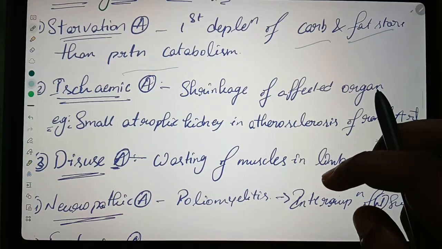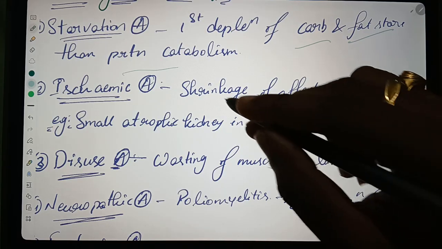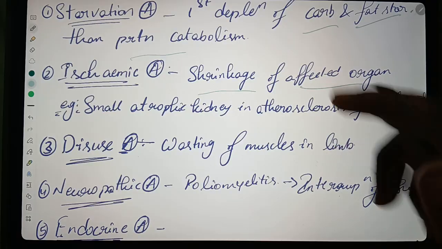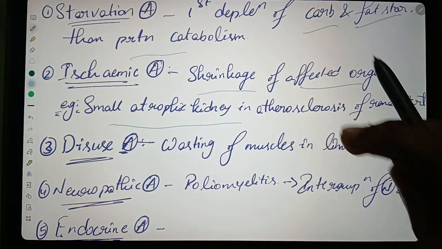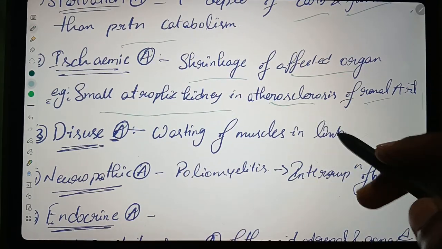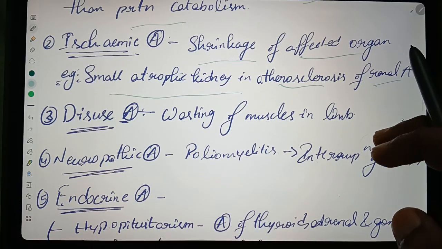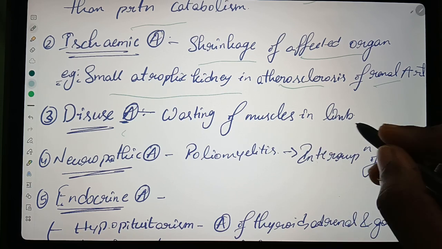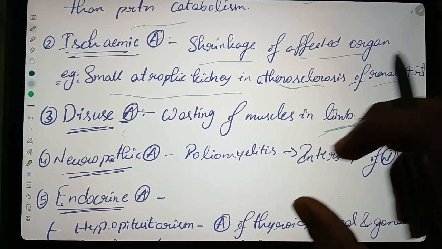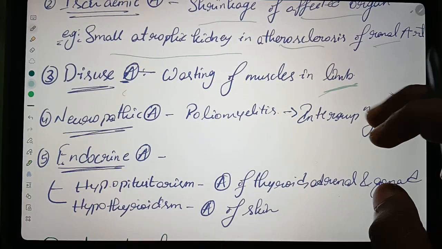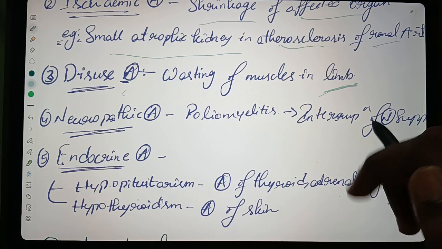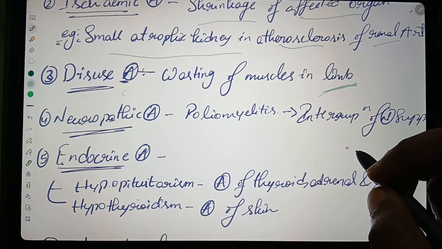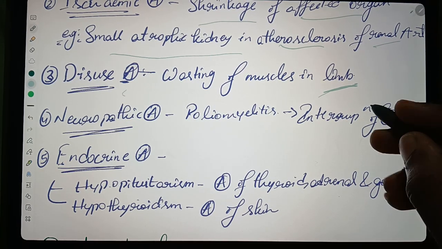In ischemic atrophy, there is shrinkage of the affected organ, for example a small atrophic kidney in atherosclerosis of the renal artery. In disuse atrophy, there is wasting of the muscles in the limbs, which is muscle loss. Coming to neuropathic atrophy, there will be interruption in the nerve supply.